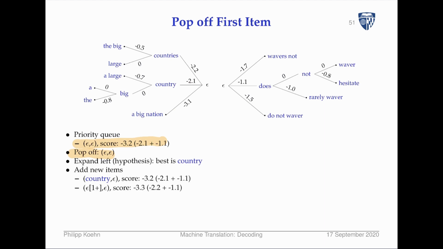Then we can either expand the hypothesis or we can expand the translation options. We're first going to expand the hypothesis, just arbitrarily. We go through this and find the cheapest way we can expand it, and that is this 2.1 here. So we add country, and the translation option is still unexpanded. This is basically the 2.1 we pulled out of there, so the score didn't actually change. And that gets added to the priority queue.